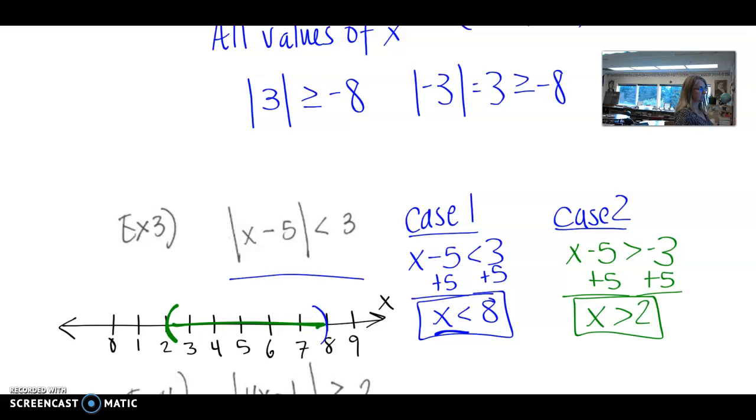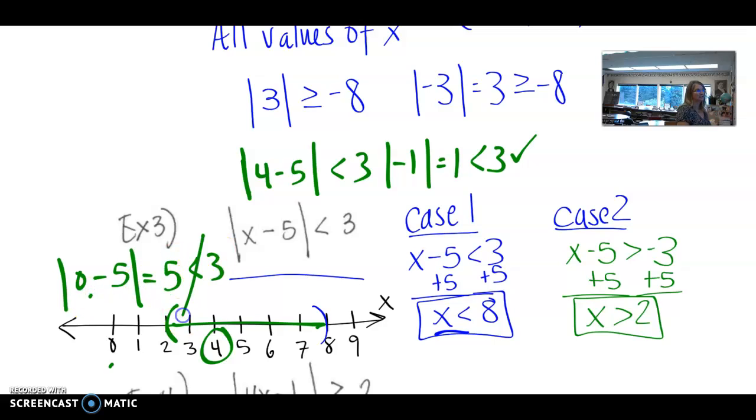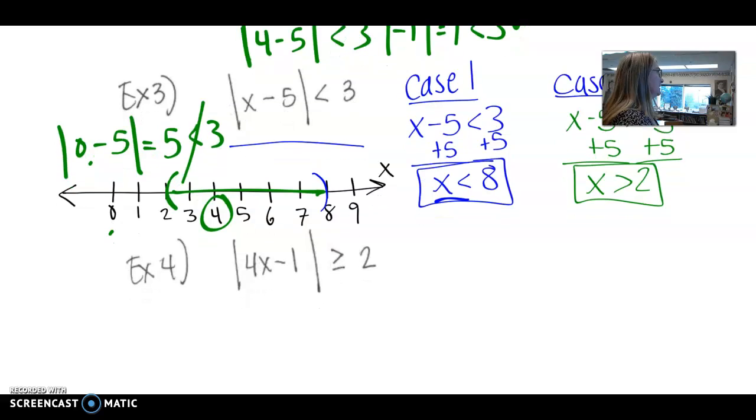So let's pick a number just to test it, like 4. If I put 4 in for x, the absolute value of 4 minus 5, is that less than 3? Well, 4 minus 5 is negative 1, and the absolute value of negative 1 is 1, which is indeed less than 3. You can pick any number in that region, and it'll be a solution. If I pick any number outside the region, it will not be a solution. For example, 0. If I put 0 in here, this is negative 5. The absolute value of negative 5 is 5, which is not less than 3. So that's a way to check your work. If you pick values inside the region, it should be a solution. Outside, it should make it false.